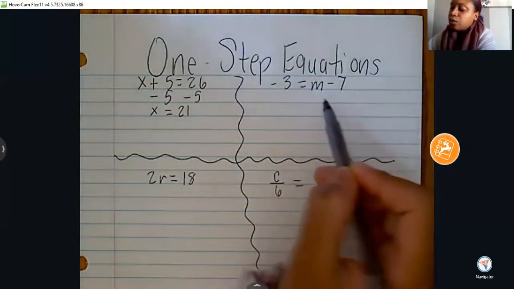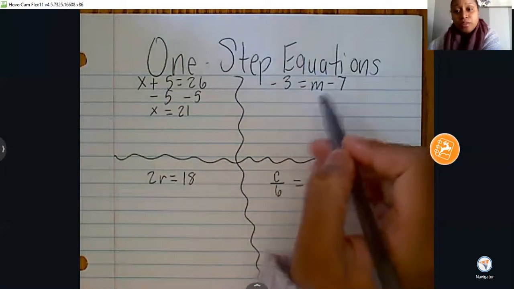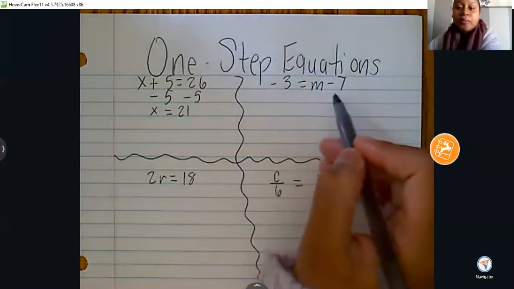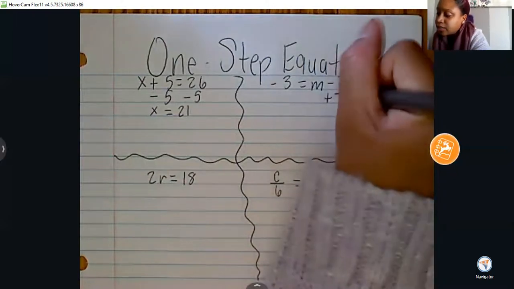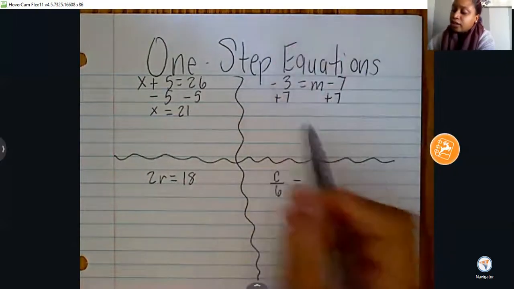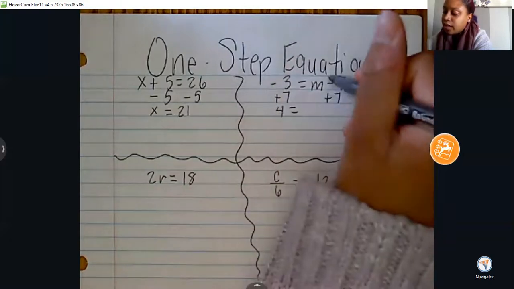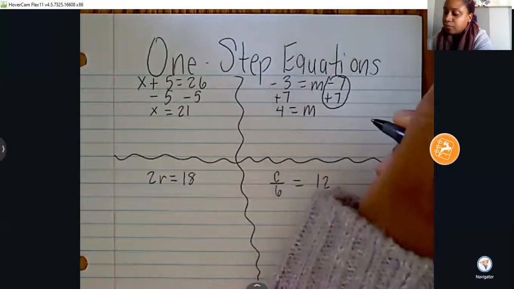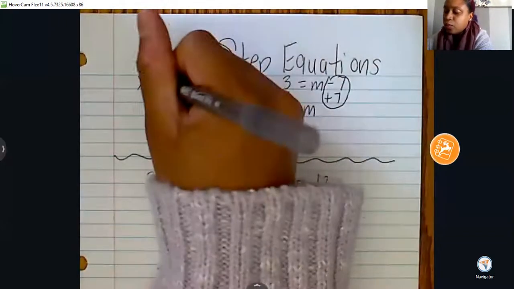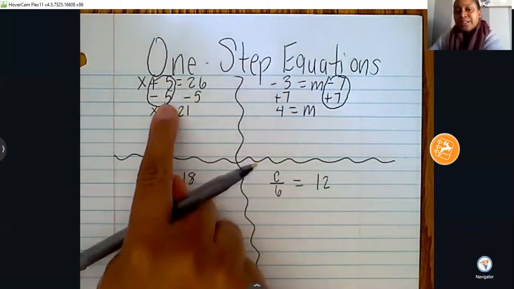Then you have negative 3 equals m minus 7. So this is a subtraction from the variable. To do the inverse operation, we would be adding to get rid of this minus 7 from m. So plus 7 on both sides. Negative 3 plus 7 equals 4. And then this made 0 pair, so you were left with m. Same thing over here. The reason why this works is because if you think about it, 5 positives and 5 negatives make 0 pairs, so you can take them all out.